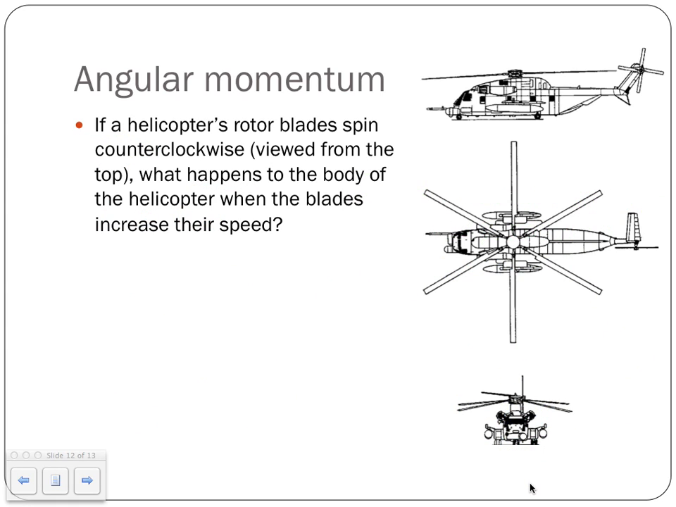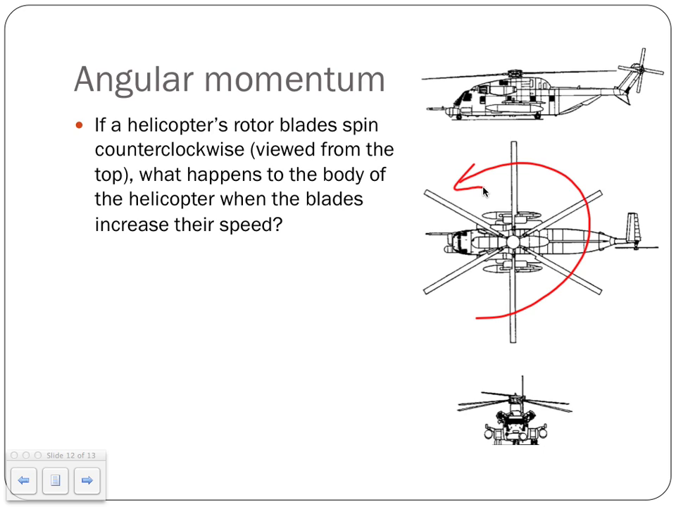So let's take a look at just some more general problems, not necessarily calculation problems, but let's look at how things change whenever we start changing angular momentum for an object where there's no net torque. So here we have a helicopter. We have three different views of our helicopter from the side, from the top, from the front. And so let's say the helicopter's rotor blades spin counterclockwise when viewed from the top. And so we'll look at the middle picture. If they're counterclockwise, the rotor blades are going to spin in this direction right here. And so the question is, what happens to the body of the helicopter when the blades increase their speed?